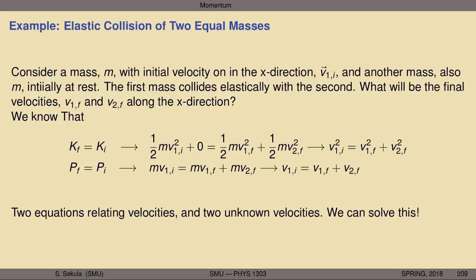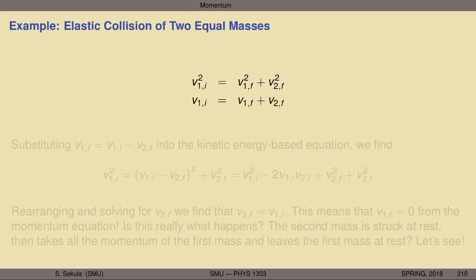So, great. If I define what the initial velocity is, if I make it a definite number, like 10 centimeters per second or something like that, and I want to predict what the final velocities are, I have two unknowns, v1f and v2f, and I have two equations. I can solve this. This is a solvable problem. I can make definite predictions given an initial velocity for the cart, where the second one is initially at rest. I can make definite predictions about the velocities of the two carts after the collision.